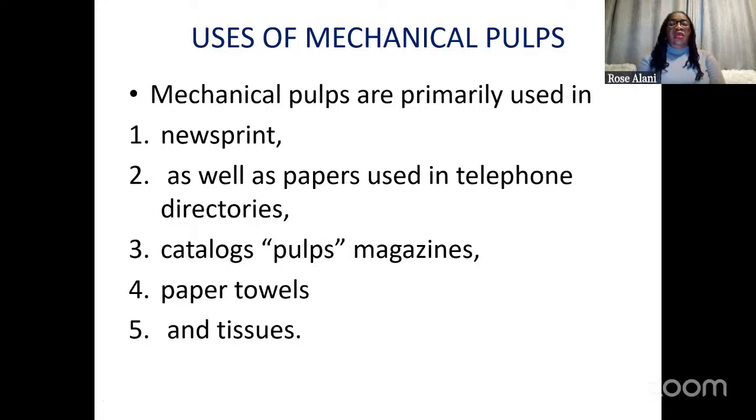So mechanical pulps are primarily used for newsprint. I think you can understand now why I say that it is not strong. Newsprint, as well as papers used in telephone directories, catalogs, magazines, paper towels, tissue papers, all those are from the mechanical pulping method, so they're not strong.